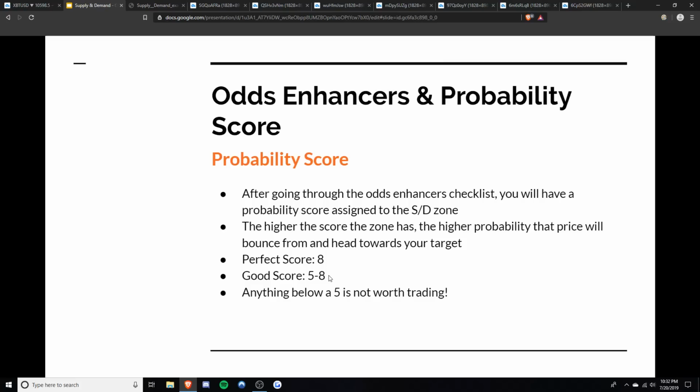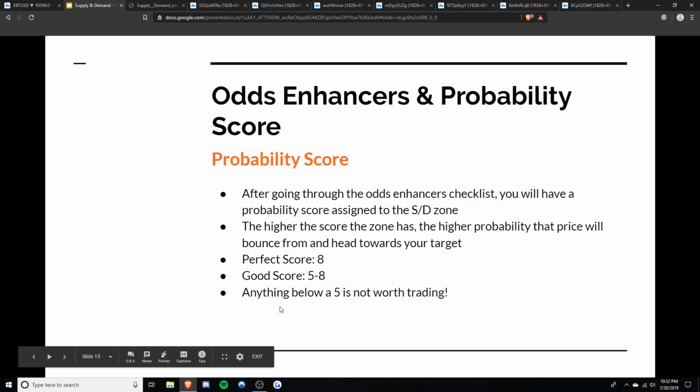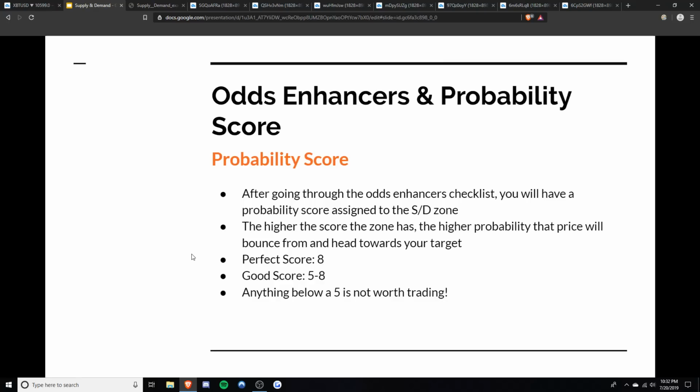A perfect score would be an 8. You see you have 2, 4, 6, 7, 8, if those all got perfect scores. A good score is 5 through 8. Anything below a 5 is not worth trading. So say you have, on the first one, how did price leave the level?